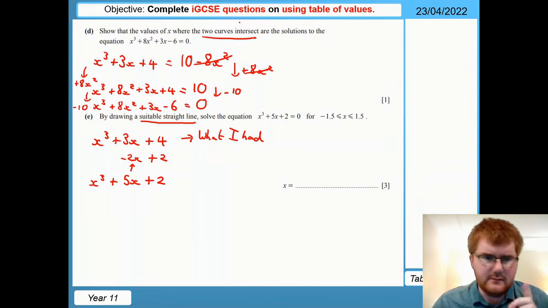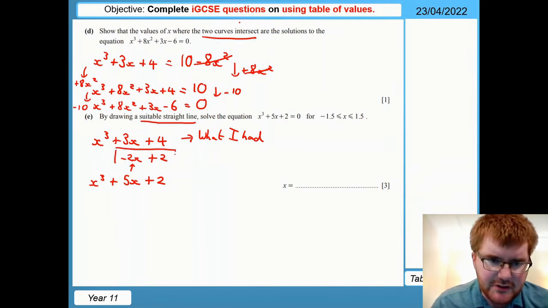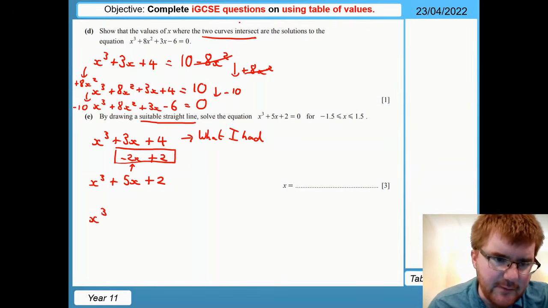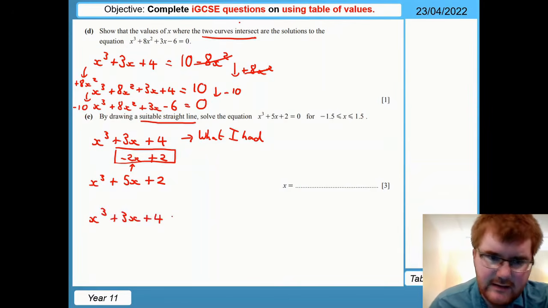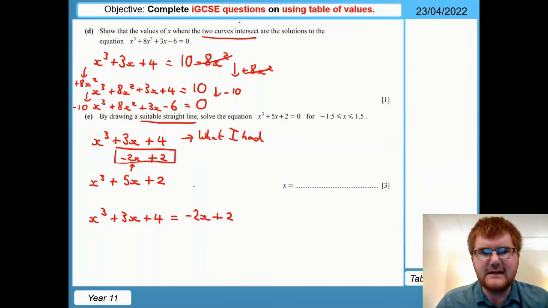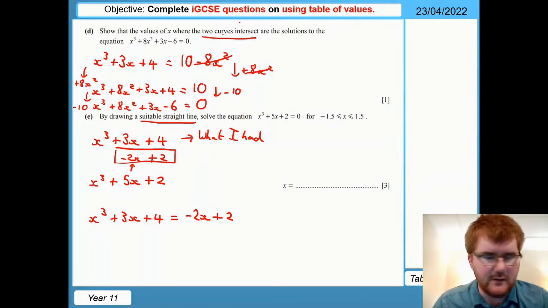So this is an important expression. I'm going to show you why this works now. So imagine I put x cubed plus 3x plus 4 is equal to minus 2x plus 2. Imagine I did that. That's essentially where the two curves intersect, and that's essentially going to solve the equation.